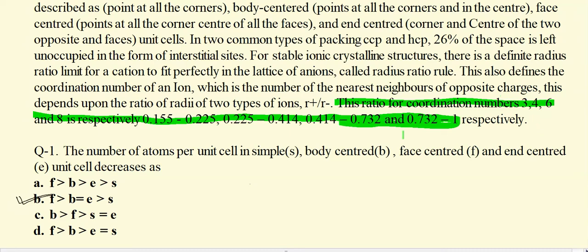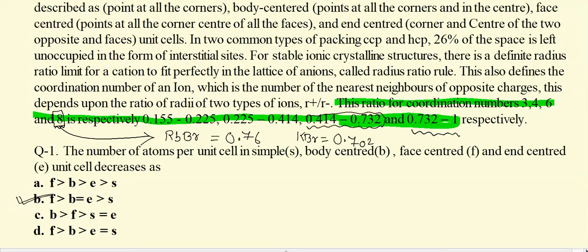The radius ratio which we have got for RbBr is 0.76. So 0.76 is in between 0.732 and 1. So here the coordination number will be 8 for RbBr. And for KBr the radius ratio is 0.702. It means it is in the range for which the coordination number is 6. So for KBr the coordination number becomes 6.